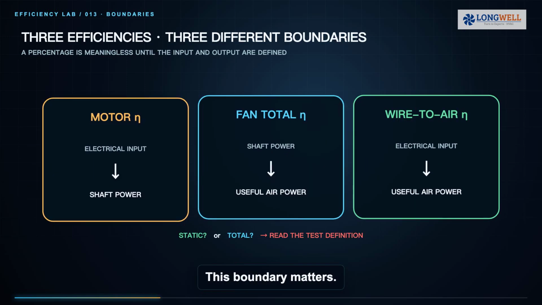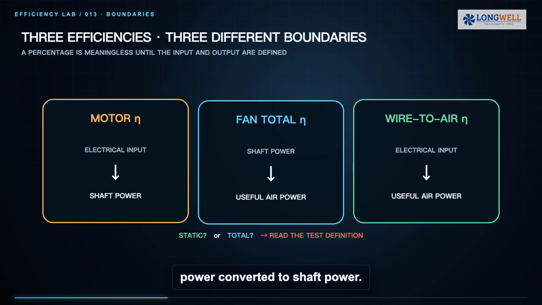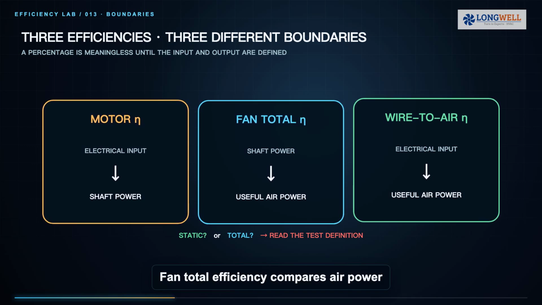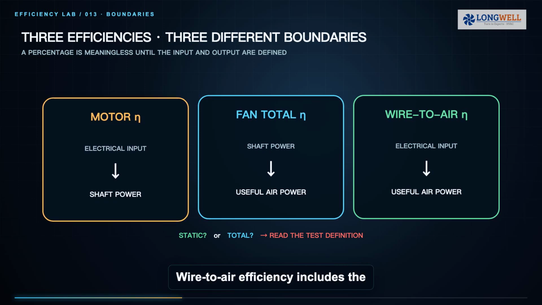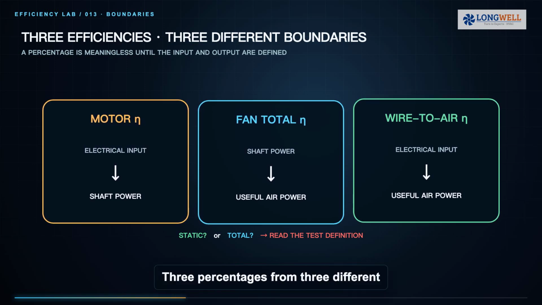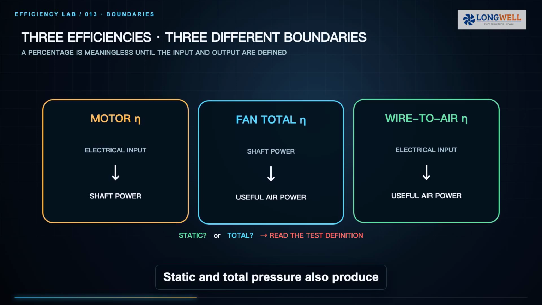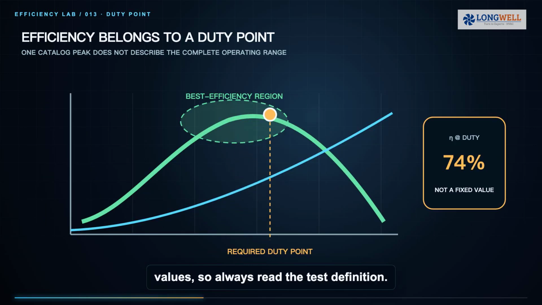This boundary matters. Motor efficiency measures electrical power converted to shaft power. Fan total efficiency compares air power with shaft power. Wire-to-wire efficiency includes the motor and drive. 3 percentages from 3 different boundaries cannot be compared as if they were the same metric. Static and total pressure also produce different air power and efficiency values, so always read the test definition.